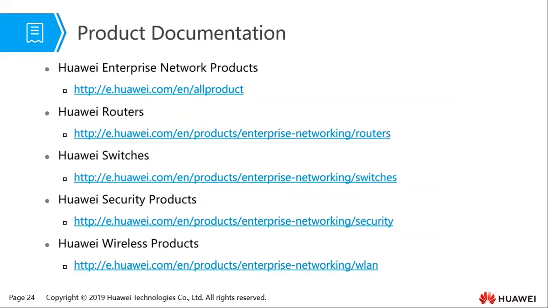So the following links provide product documentation of different types of devices. For example, routers, switches, security products, wireless products. If you click on any of these links, it will take you to the Huawei website, and you can see great details about these devices.